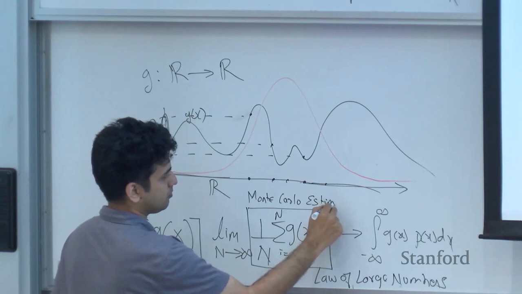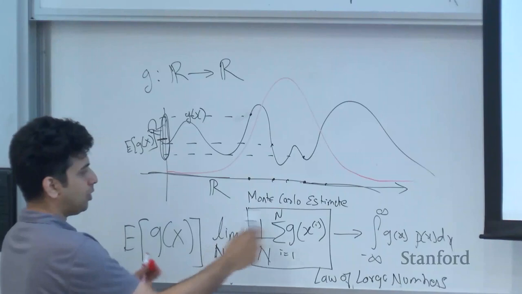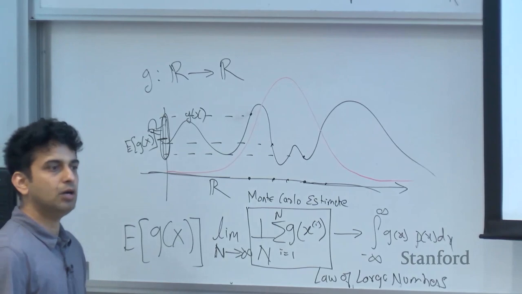Right? Monte Carlo estimate. This is the Monte Carlo estimate. And as you increase n to infinity, your Monte Carlo estimate becomes the true expectation. And that's basically a consequence of the law of large numbers. And we're going to be seeing Monte Carlo estimates for various purposes in machine learning and in this course as well.